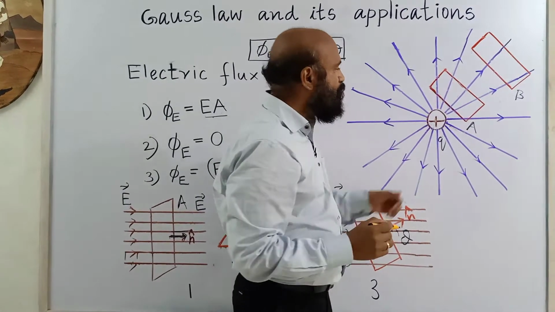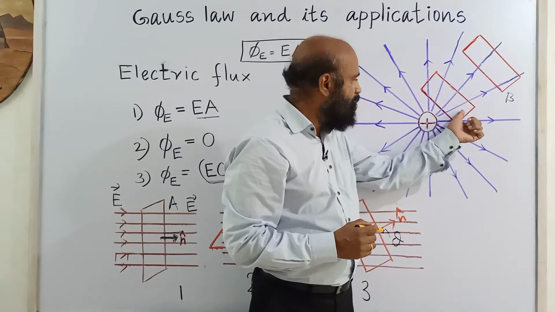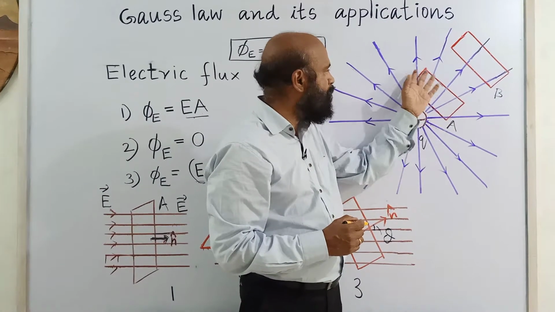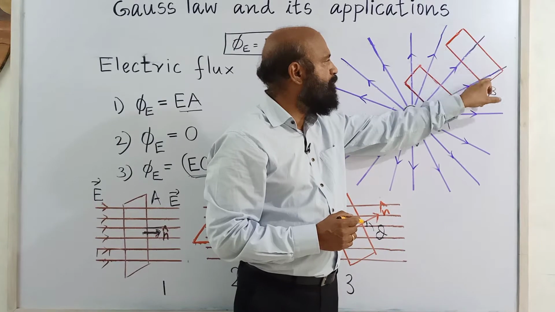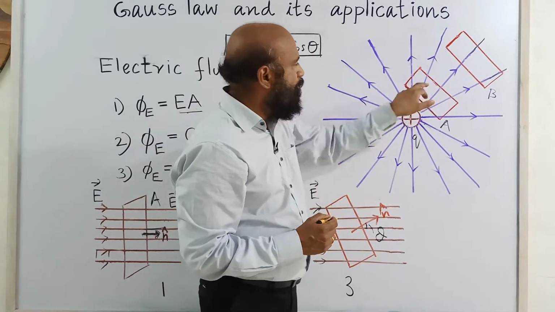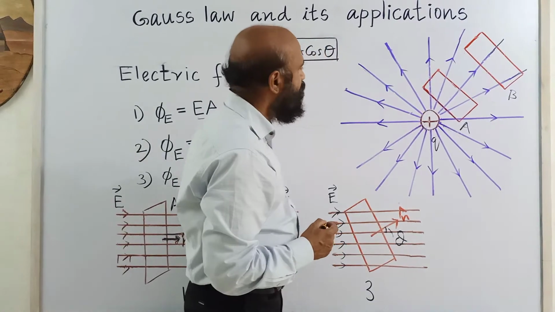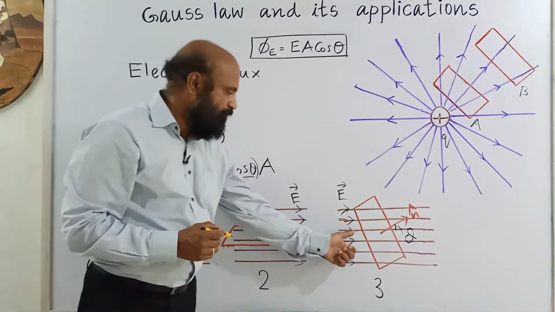Then you consider two equal areas at A and B. This area is nearer the charge, so you can see more number of lines are passing through this area. Here less number of lines are passing. So here field strength is more, here field strength is less. Now let us see these three different situations.